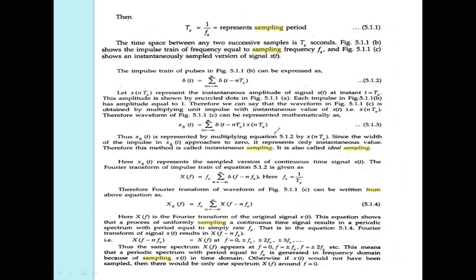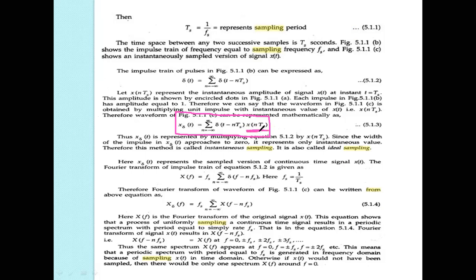You can also write it like that: x of t delta of t is equal to x of 0 into delta of t. x of t delta of t minus t naught is equal to x of t naught into delta of t minus t naught. Now we got the idea of how we got this expression: x delta of t is equal to the sum of n equal to minus infinity to infinity of delta of t minus n into ts, x of n into ts.